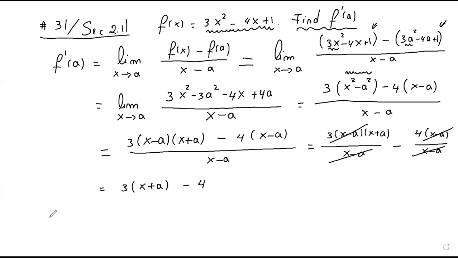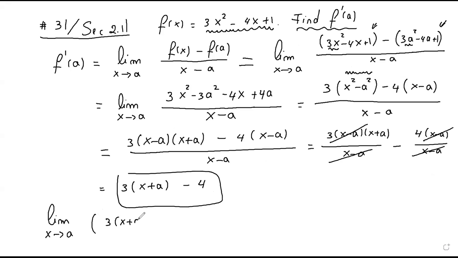Remember, we need the limit. So the limit, we need this. The limit as x goes to a of this guy, so of 3 times x plus a minus 4. And that's going to end up being, folks, you substitute a in the formula. Now, why could you not substitute earlier? Because earlier we had x minus a would be 0 in the denominator. But over here we can.